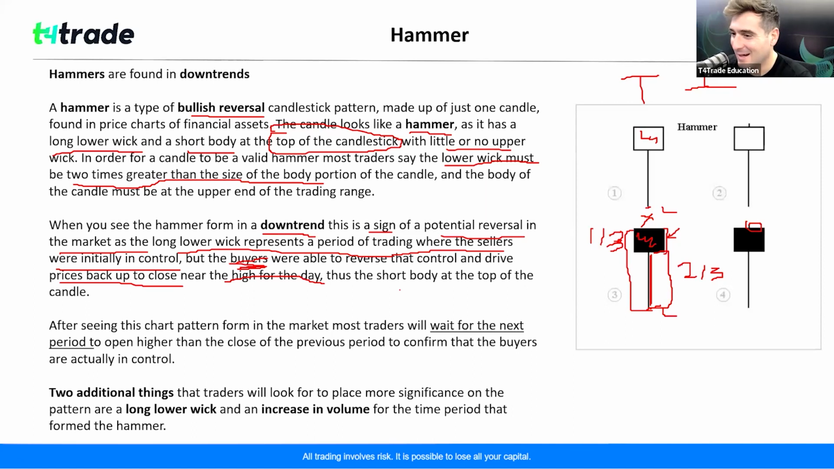Sorry, guys. So again, hammer, and you need to have a long shadow. This is on a downtrend. You find this candle down there, it's an indication or a sign for a possible reversal. Again, it is only a sign. It's not definitive.